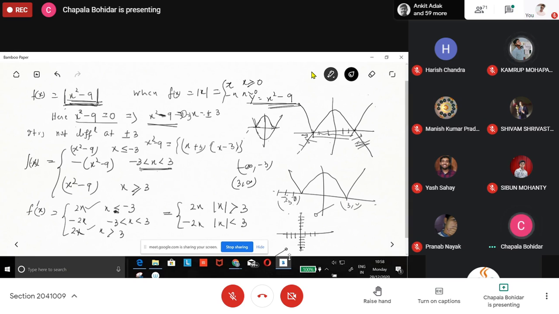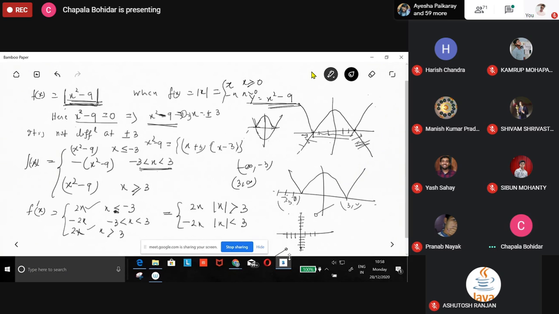Now for minus 2x, if I put minus 3, what am I getting? It is 6. So at minus 3, it is 6, at this point. And when I put 3, it is minus 6, so this point. Join these. It is open because we are not including the endpoints. This is the curve of f dash x.